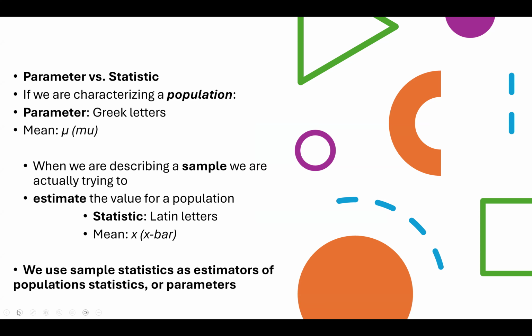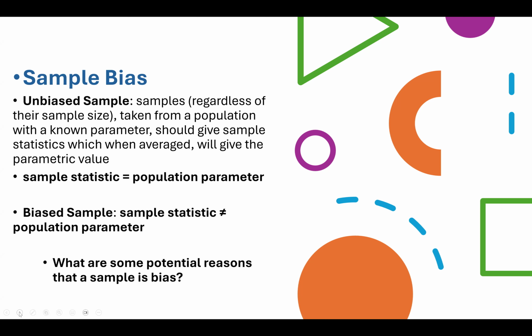And then we're describing a sample. We're estimating a value, so it's a statistic, and that's the mean, or X with a bar, okay? We use statistics as estimators of population statistics, or the parameters of a population, all right? So population, parameter, mean; sample, statistic, mean, okay? X bar. Mu is for population, X bar is for sample statistic. I know it's a little tricky to remember.